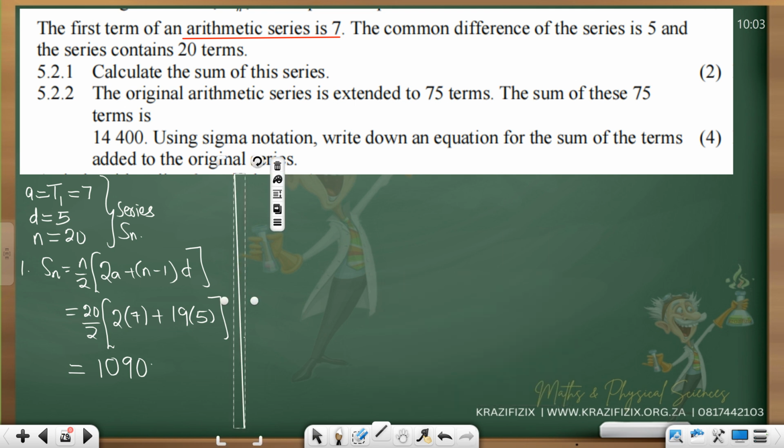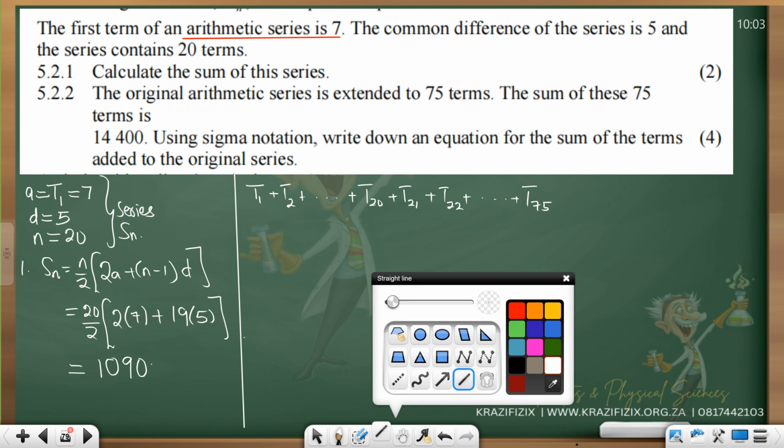Now we go further. The original arithmetic series is extended to 75. Okay, wait, let's interpret that. So T1 plus T2, up to T20. That's what we had. It was extended to 75. So we started by T21, T22, and we continued. Please always learn to interpret carefully.